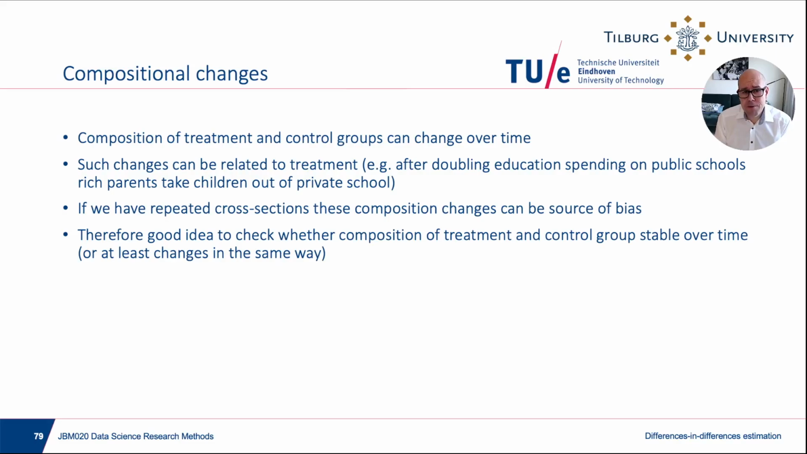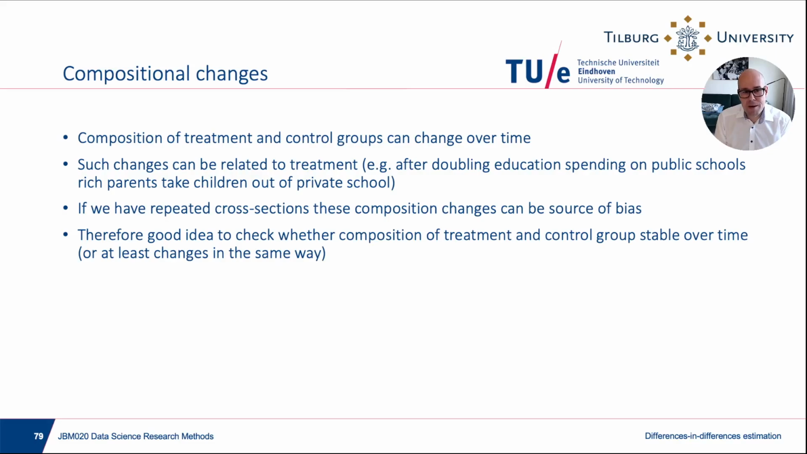If they occur and you don't control for them, then this might be a source of bias. Therefore, it's a good idea to check whether the composition of the treatment and the control group is stable over time. And if it's not, one could check whether the changes are at least comparable across groups. And to some extent, one can remedy all these concerns by controlling for group composition. And this was actually the motivation for having this variable xit in our model, right?